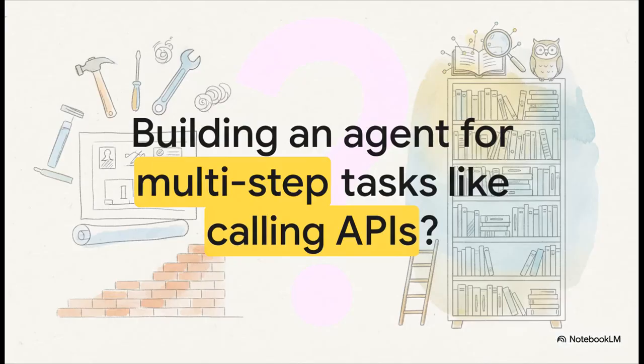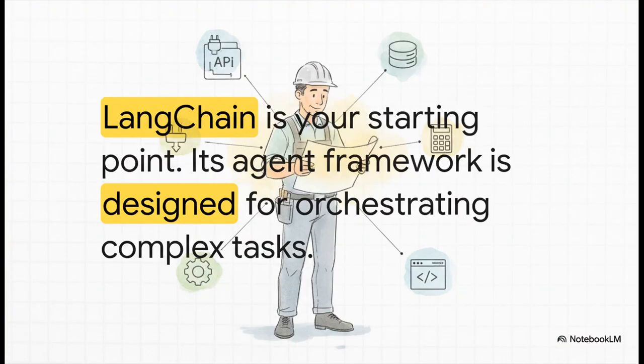So let's make this super practical. Let's say this is your goal. You need to build a smart assistant that doesn't just answer questions from a PDF, but can also check the weather by calling an API or search the web for the latest news. For that job, it's a no-brainer. You start with LangChain. Its whole agent framework is built for exactly this kind of orchestration. It's the general contractor you need to manage all those different jobs.